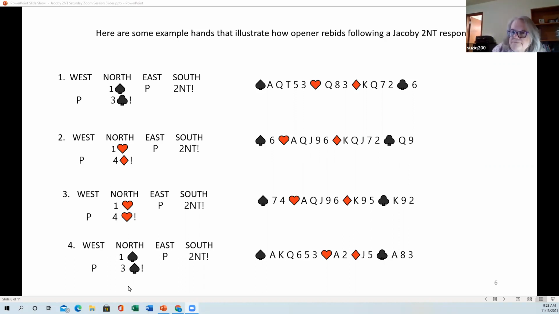Susan? Yes. Susan, in hand 2, you have a singleton in spades. Does the good 5-card suit take precedence over the singleton in spades? You don't show the singleton first? In general, yes, that's the way most pairs play it. But that, again, is a matter of partnership agreement.